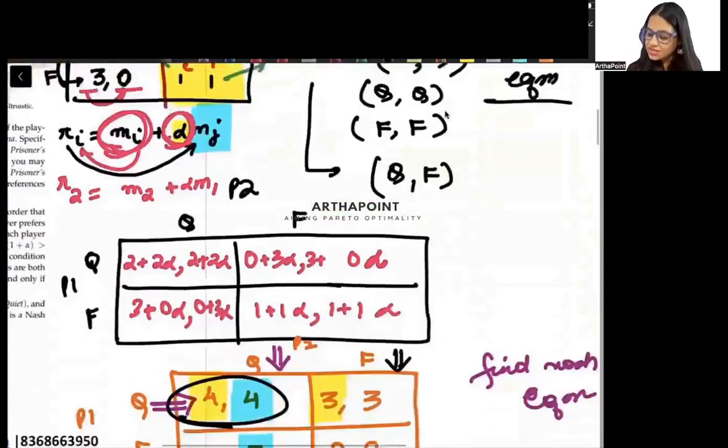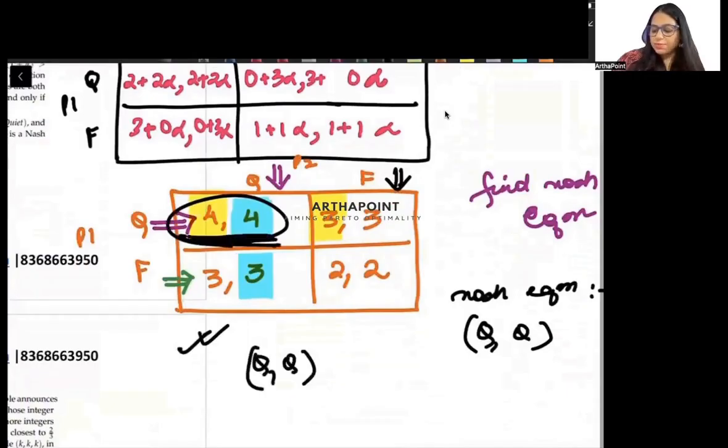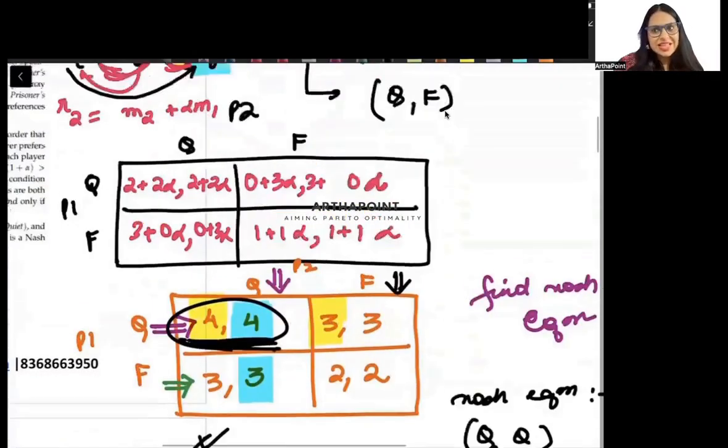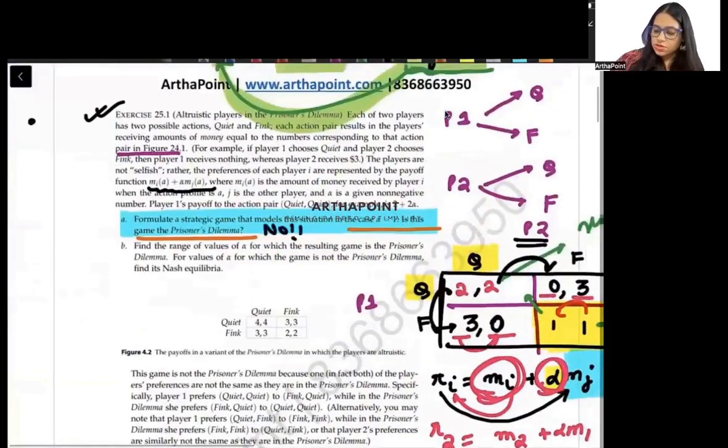But in this particular case, we see that quiet, which is also giving the maximum payoff, is also coming out as Nash equilibrium. So is this like a prisoner's dilemma game? The answer is no. So this is not prisoner's dilemma.